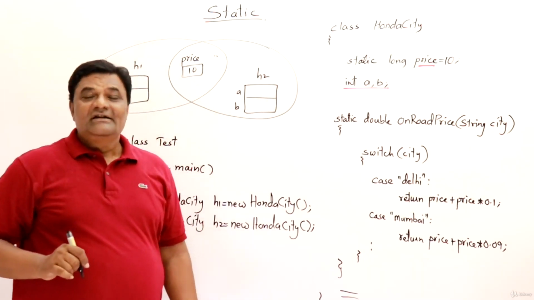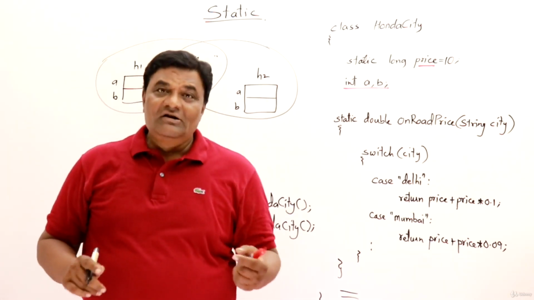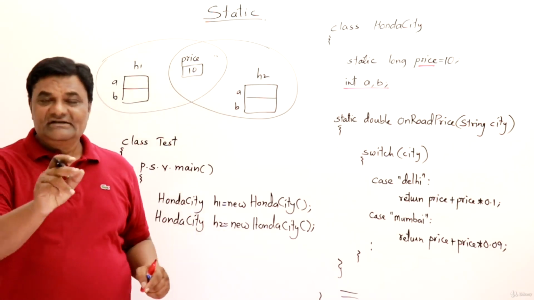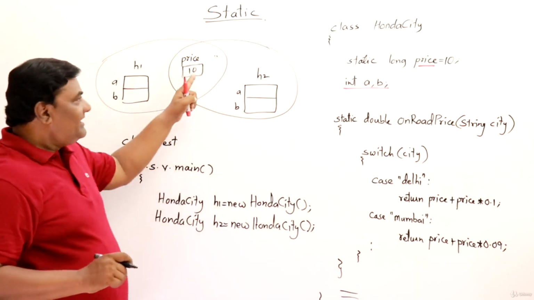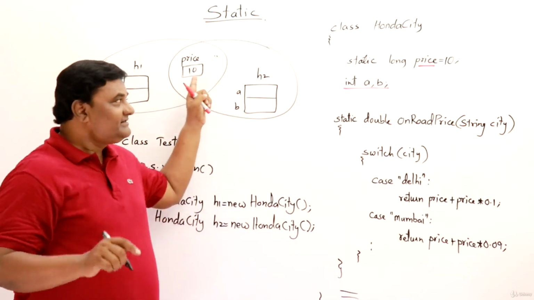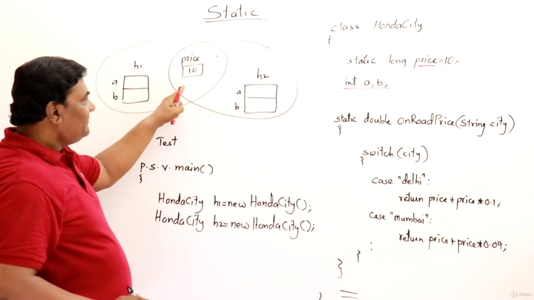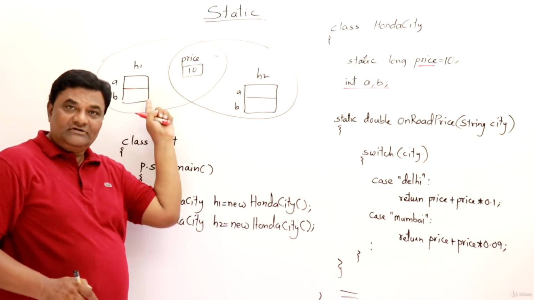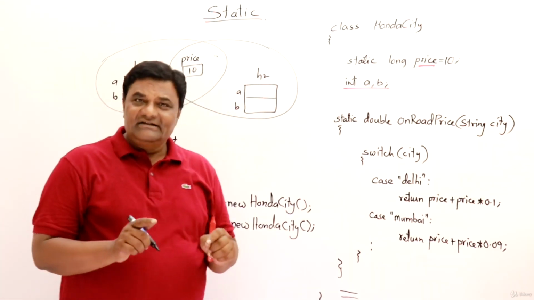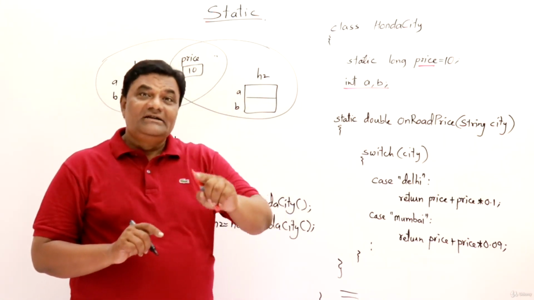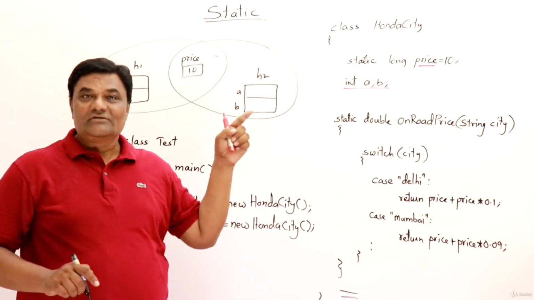Now the important thing: static members are shared by all the objects of a class. So price is only one. As the price is declared as long, it takes 8 bytes. So these 8 bytes belong to H1 also, and H2 also. So basically they don't belong to H1 and H2. They belong to the class. So we say it belongs to the class.